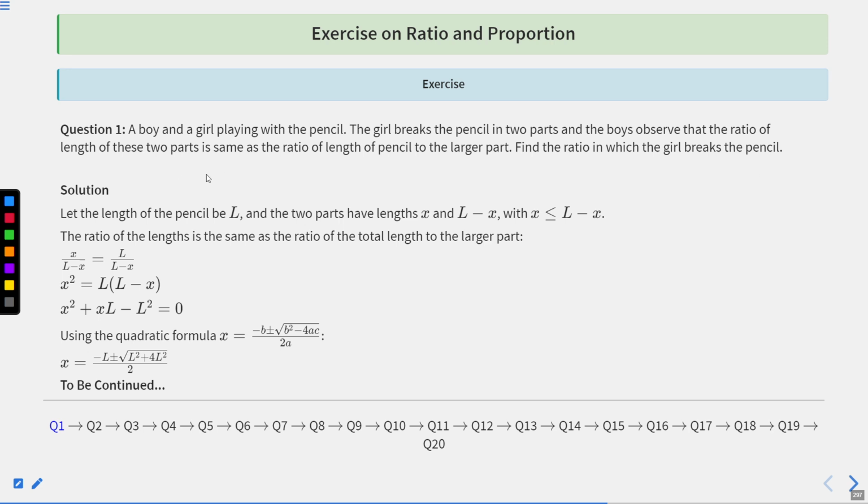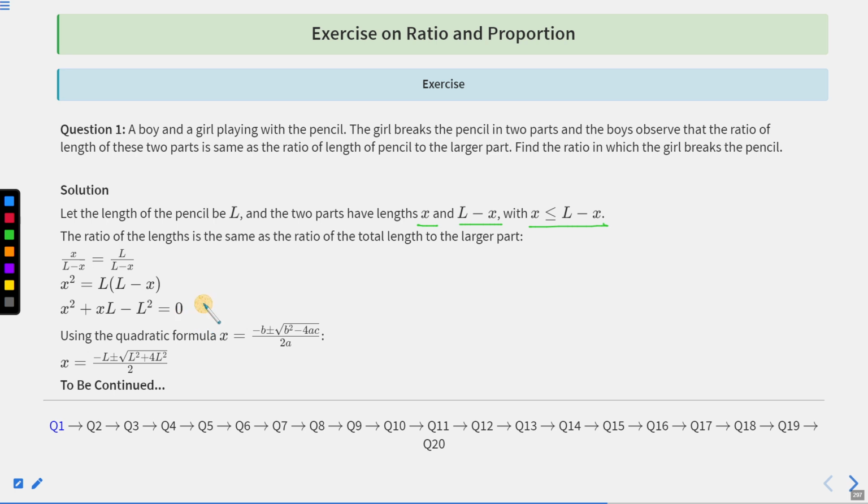So, let the length of the pencil be L and the two parts have lengths x and L minus x, with x less than L minus x. The ratio of lengths is the same as the ratio of total length to the larger part. So x upon L minus x is equal to L upon L minus x. So x square is equal to L times of L minus x. If you simplify this, you will get x square plus xL minus L square equal to 0.